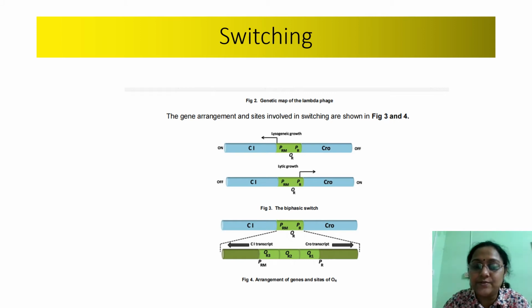So we need C1 to promote the lysogenic stage, and we need the CRO repressor to promote the lytic cycle. Now let's see in detail what happens in the lytic phase.